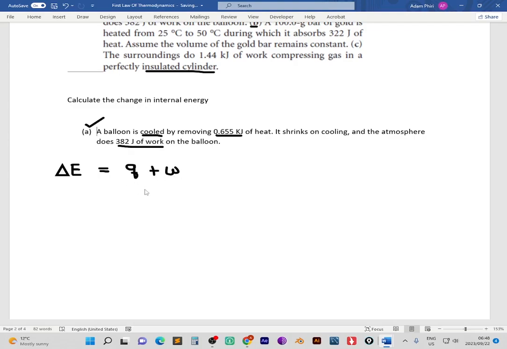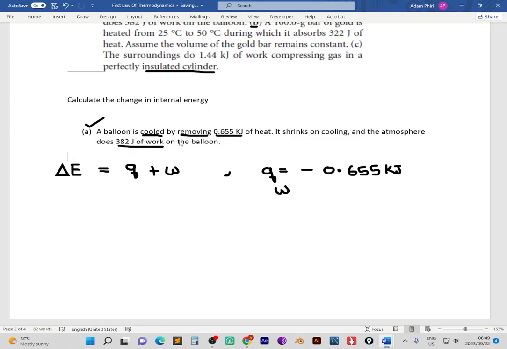We'll first start with the equation, and after the equation we're going to look at the quantities that we have. So what quantities do we have? We were told that it cooled, so that means it released. It also said releasing. So that means that energy should be considered as negative. It's more like considering those quantities as vectors. So that is 0.655 negative because it's released.